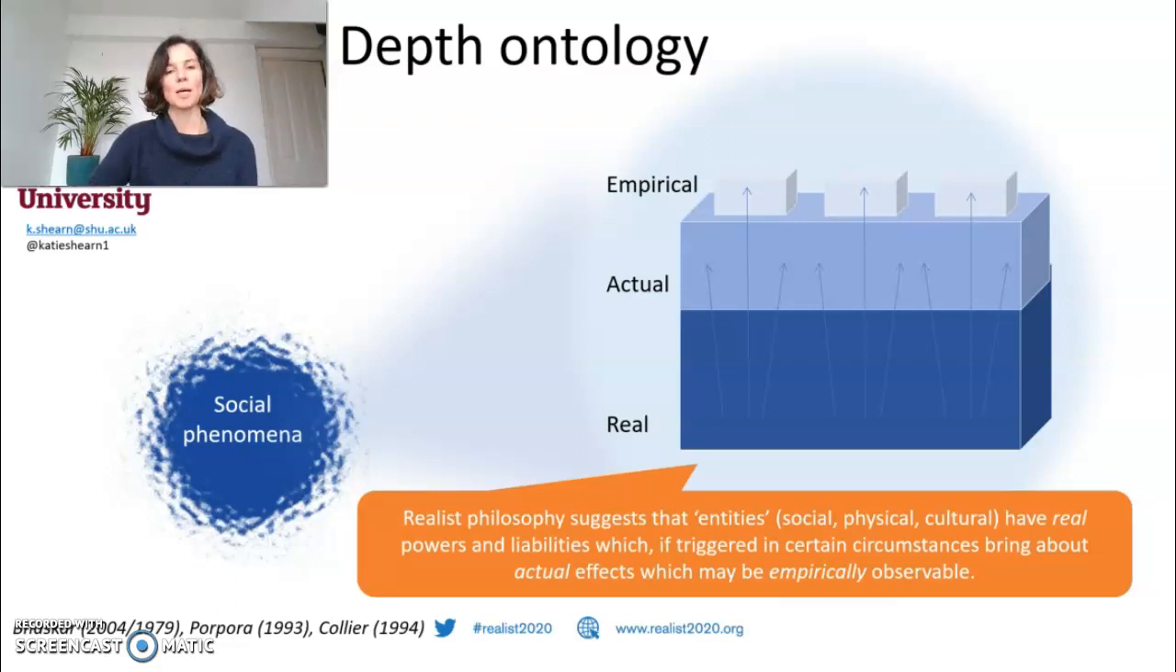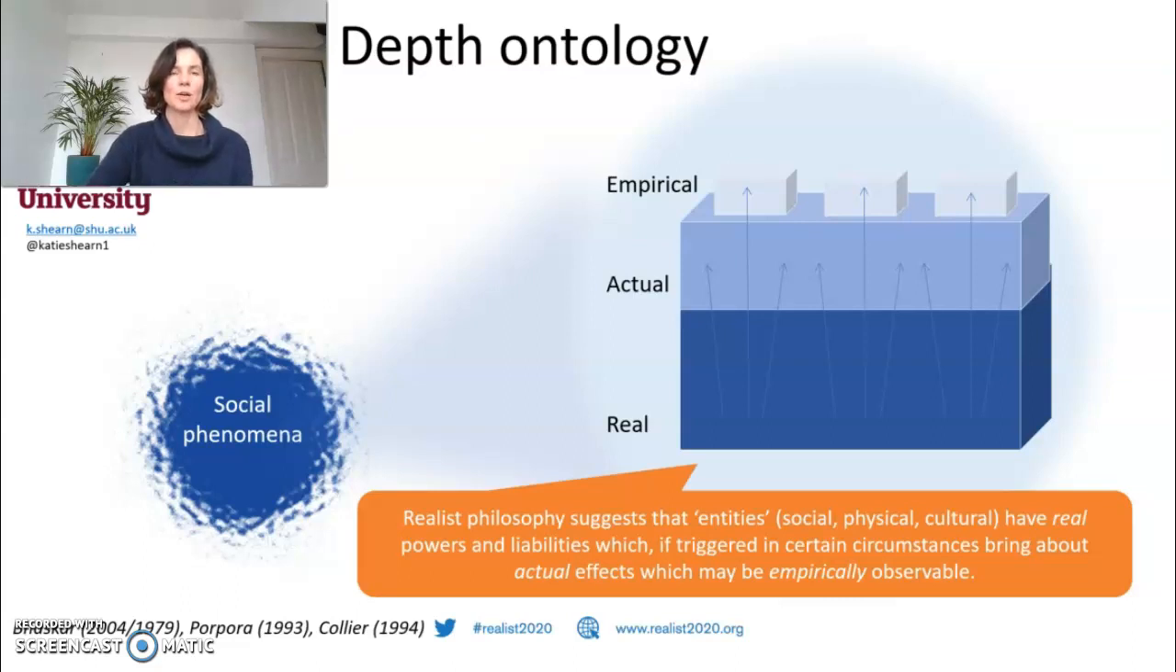So starting with Bhaskar's possibility of naturalism, where he contended that social phenomena can be seen as real entities, not least because they have real effects on the world, but only some of those are empirically observable.